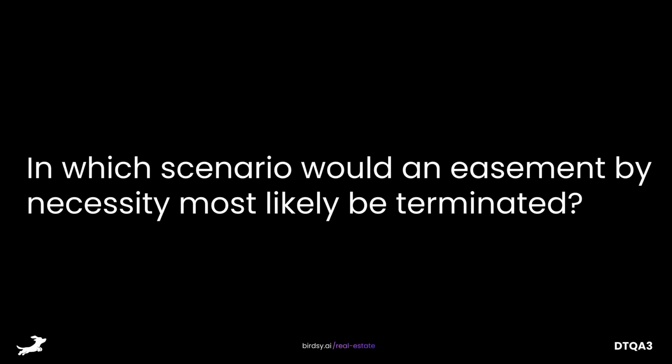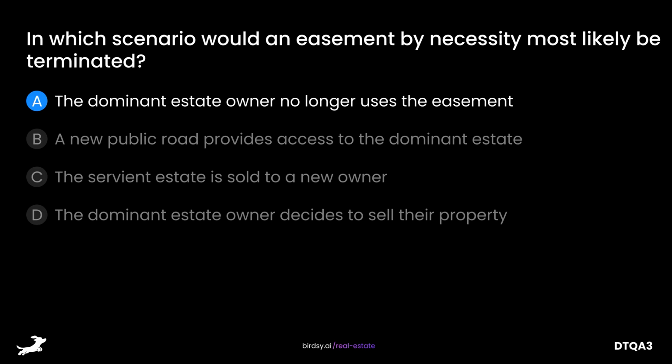In which scenario would an easement by necessity most likely be terminated? Is it A, the dominant estate owner no longer uses the easement? B, a new public road provides access to the dominant estate? C, the servient estate is sold to a new owner? Or D, the dominant estate owner decides to sell their property? The answer is B, a new public road provides access to the dominant estate.